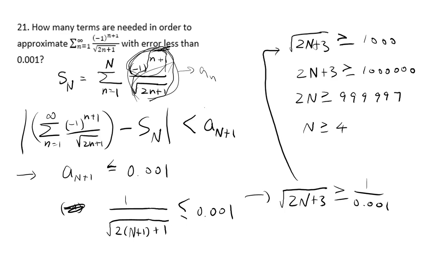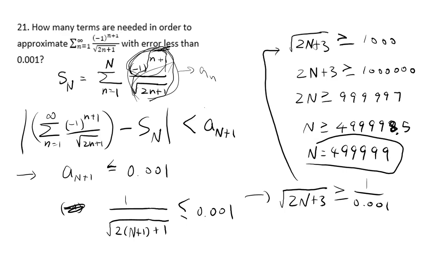let's see, that's 499,998.5. So you need at least N equals 499,999. Okay, so that's the answer. We need this many terms in order to achieve error less than 0.001.